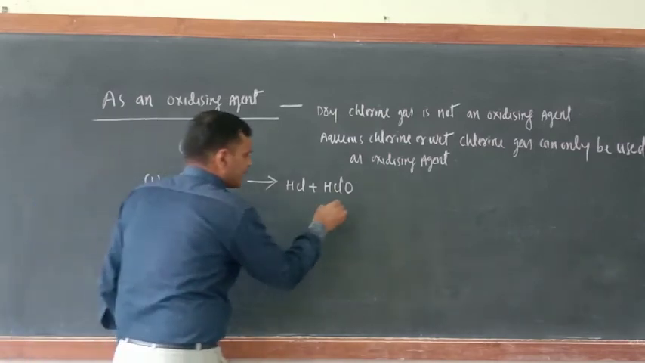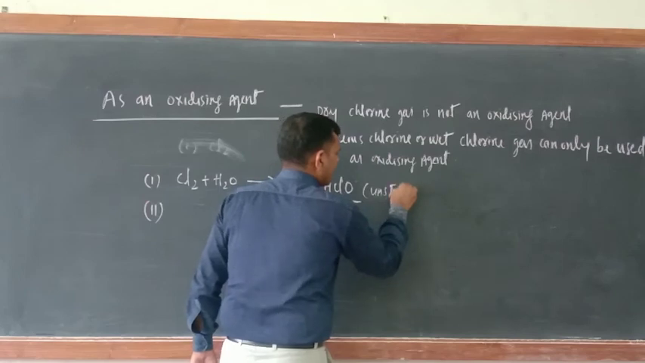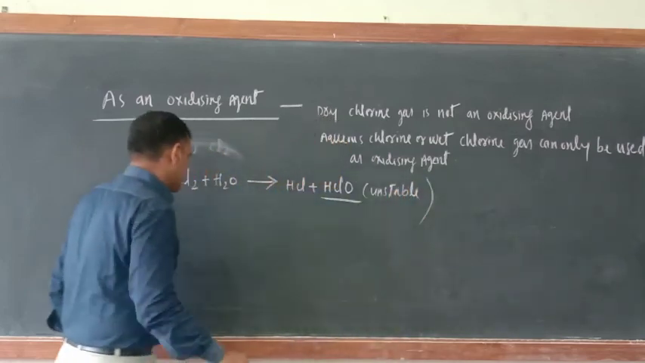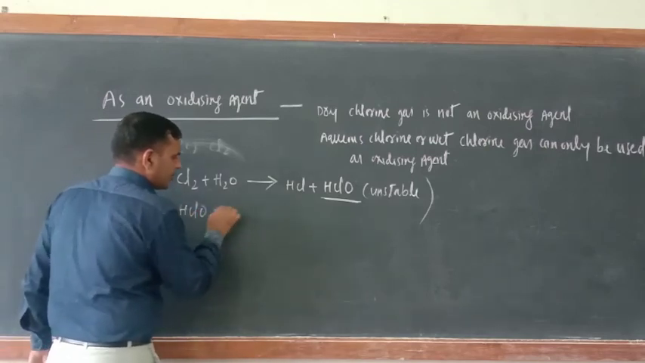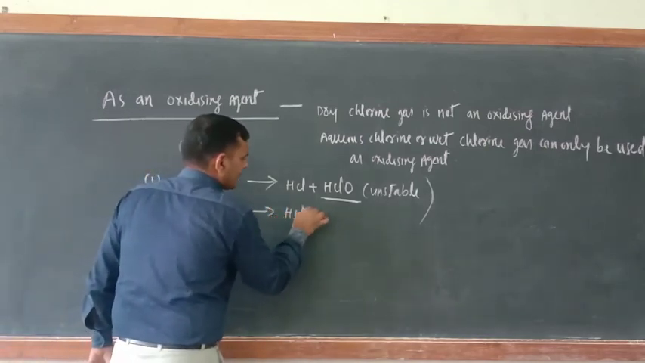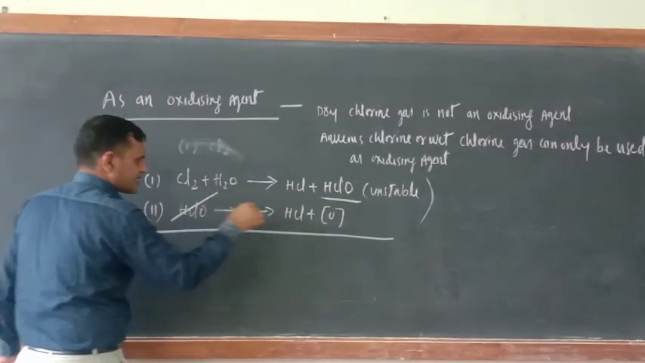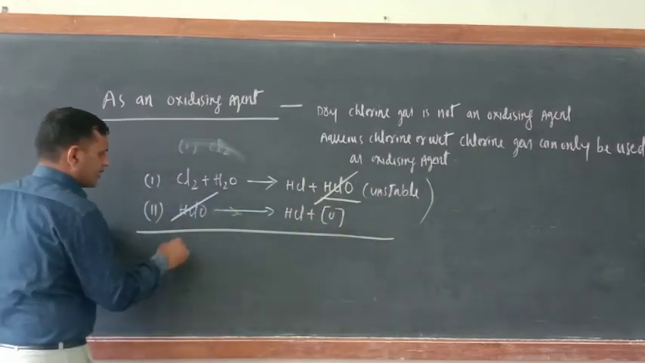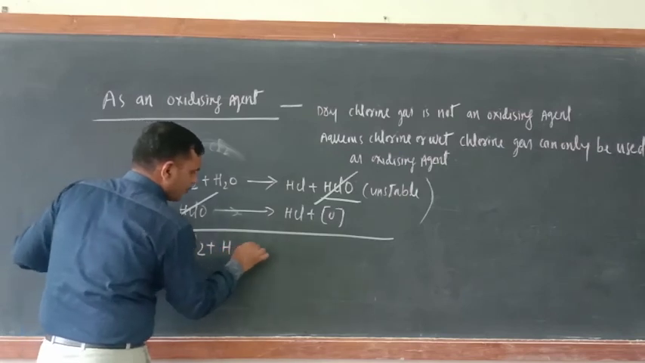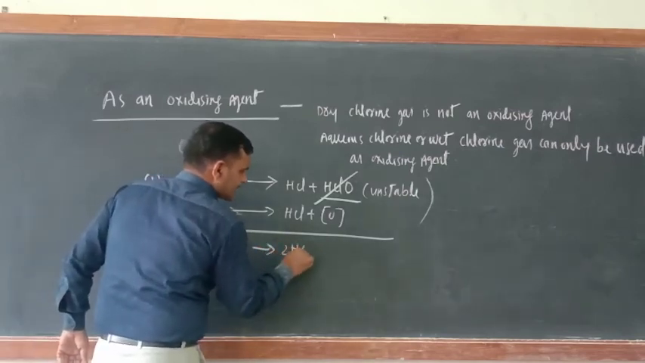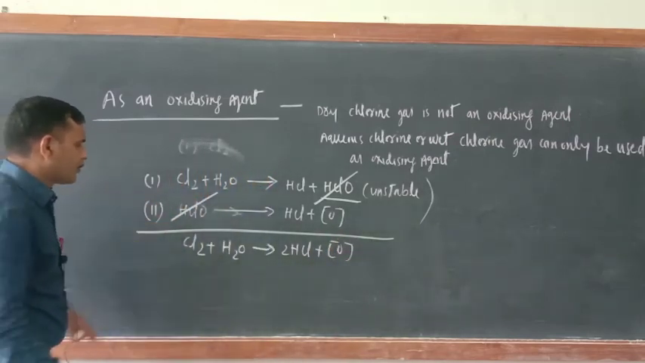Now try to understand, this HClO is unstable. So in the second step, HClO will dissociate into HCl plus nascent oxygen. Now just see, HClO will be cancelled out. Now Cl2 plus H2O is equal to 2HCl plus nascent oxygen. So you can use a one step reaction.